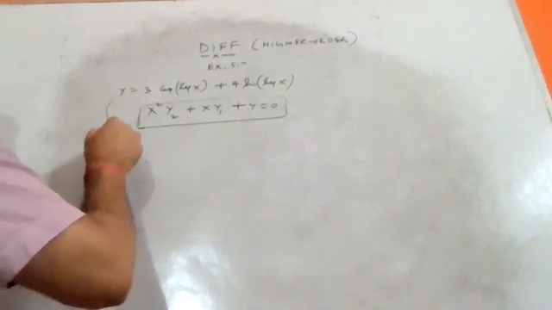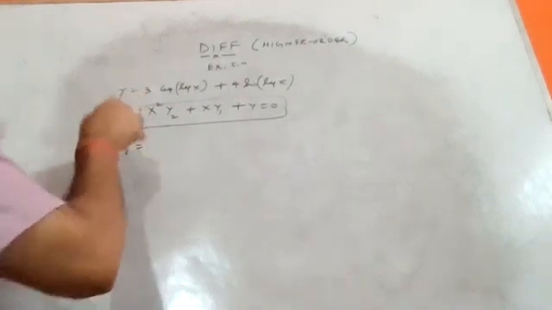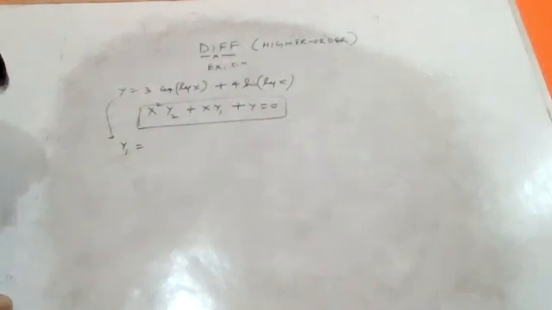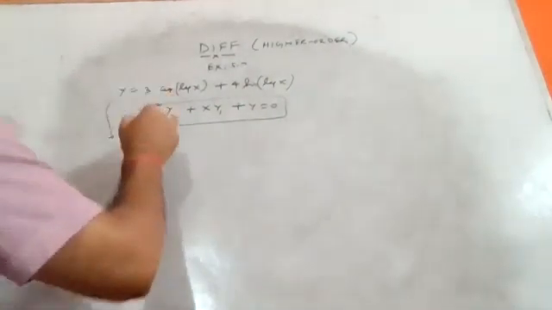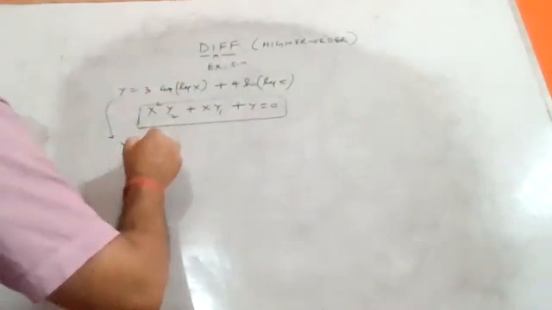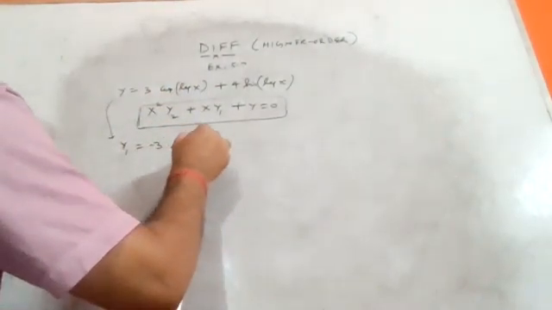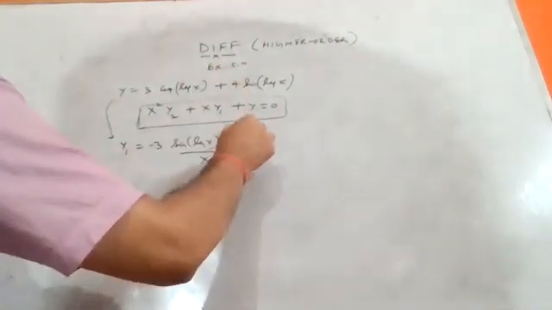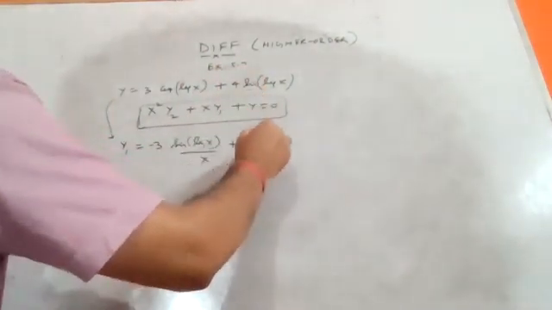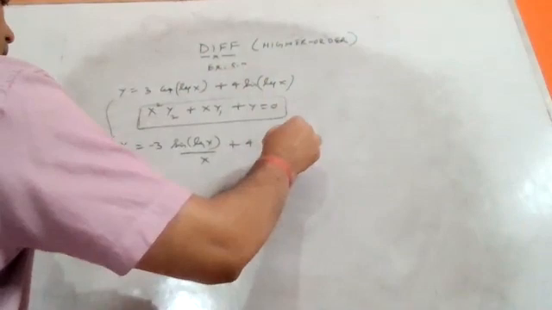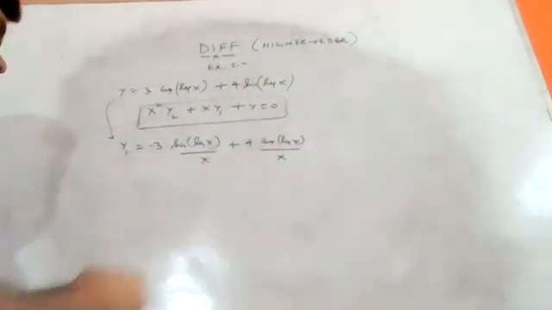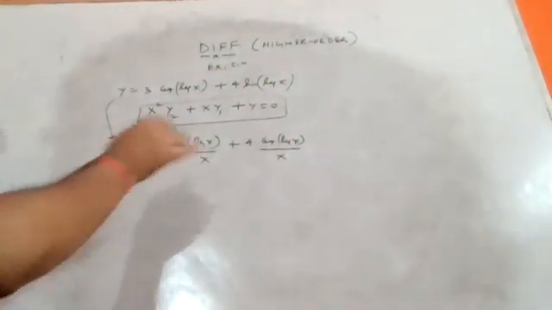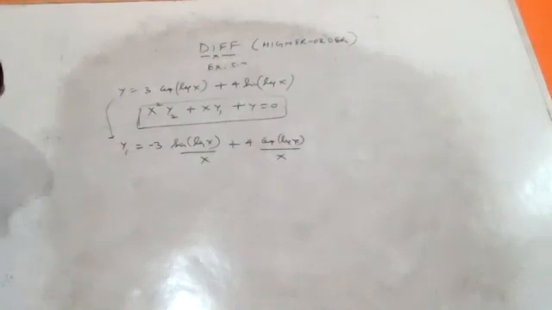First of all, differentiate on both sides. y1 stands for dy upon dx. Differentiation of cos log x is minus sine log x upon x, plus 4 times sine log x, which is cos log x, and log x is 1 upon x, again using the chain rule. Hope this step is clear, right?